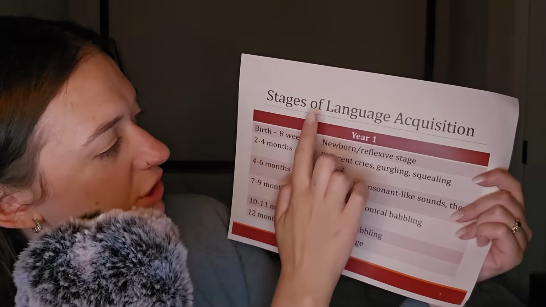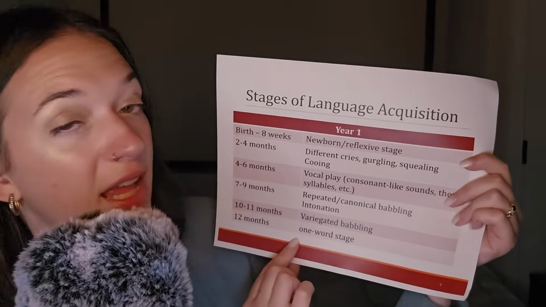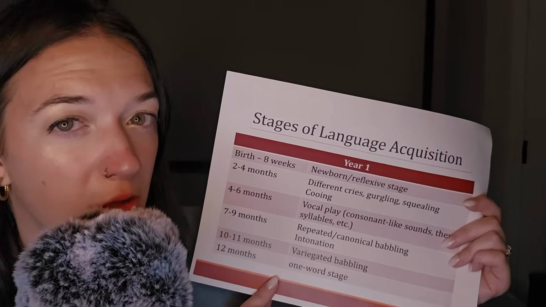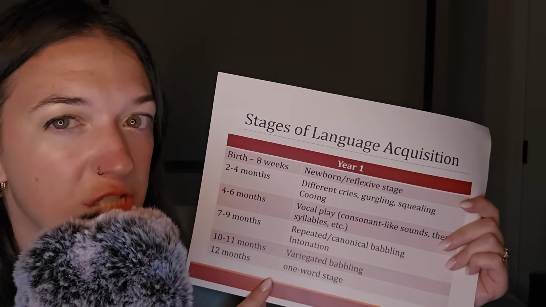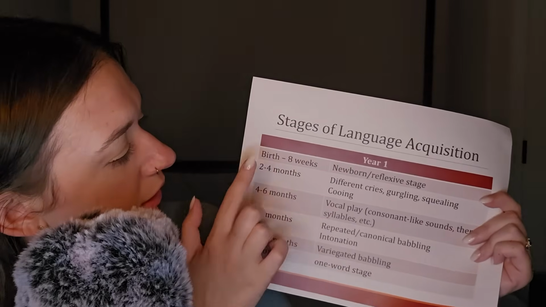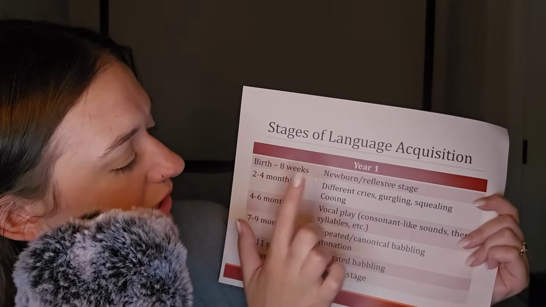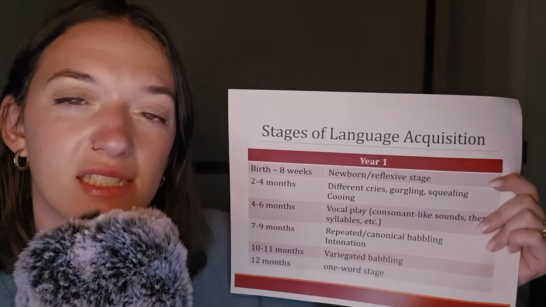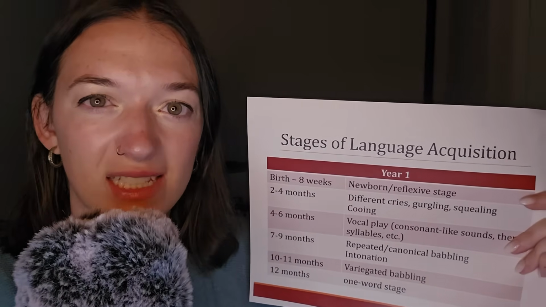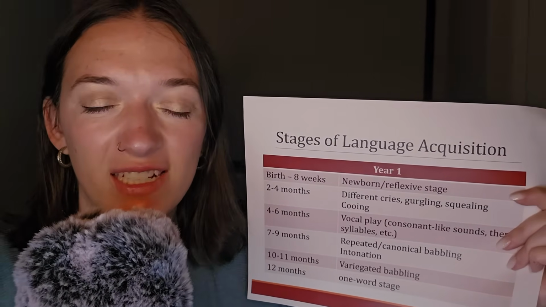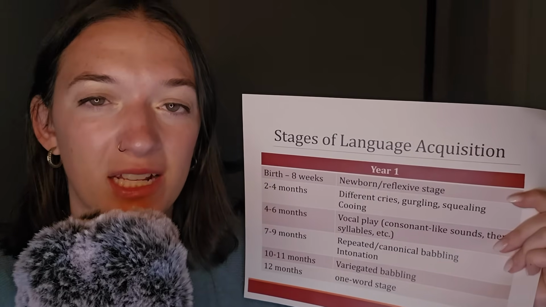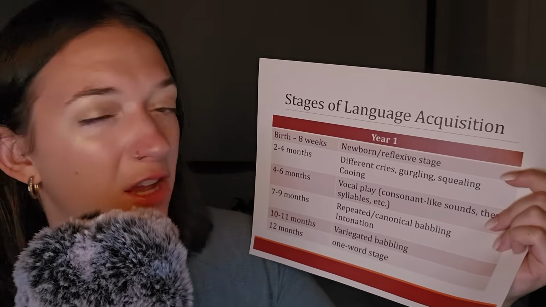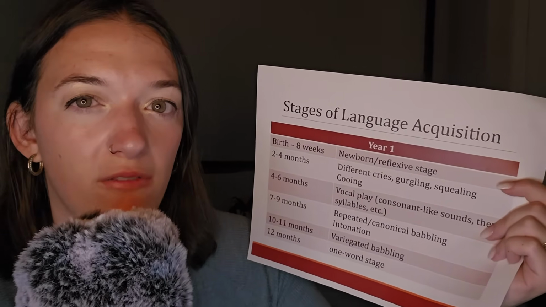So here are some stages of language acquisition, and these are not English specific. In fact, all children around the world go through similar stages of language acquisition. From birth to 8 weeks is the newborn or reflexive stage. So in this, newborns' reflexes are very well tuned. You'll see things like the palmar grasp reflex. Other reflexes, however, aren't really making much in terms of language production.